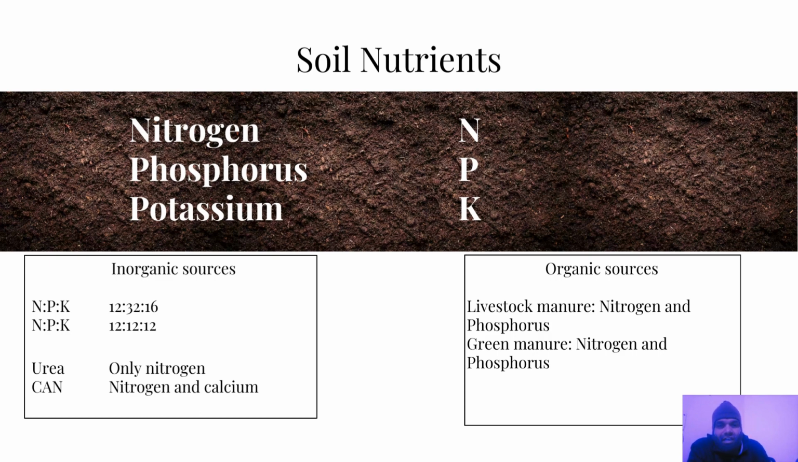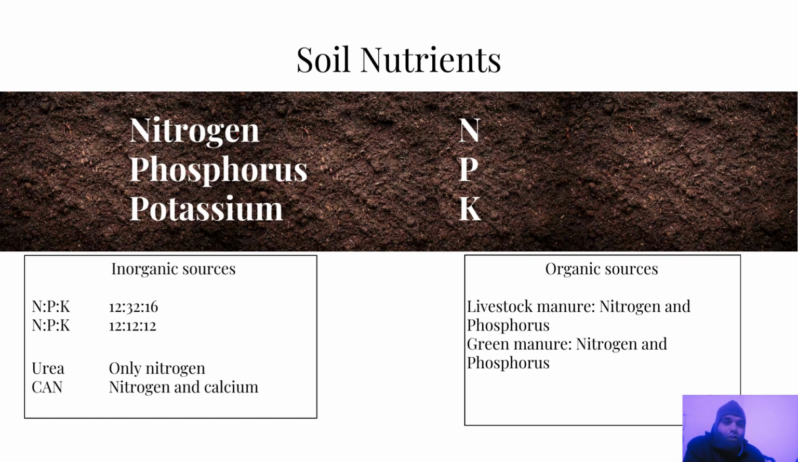One way is to use inorganic sources. You may have heard of the inorganic fertilizers, for example, something called Barabattis sola. Why is it called that? Because it has nitrogen, phosphorus, and potassium in the ratio 12 is to 32 is to 16. That's why it is called that. In the same way you have bara bara bara, which means it has them in the ratio of 12 is to 12 is to 12, which could also be written as a ratio of 1 is to 1 is to 1.